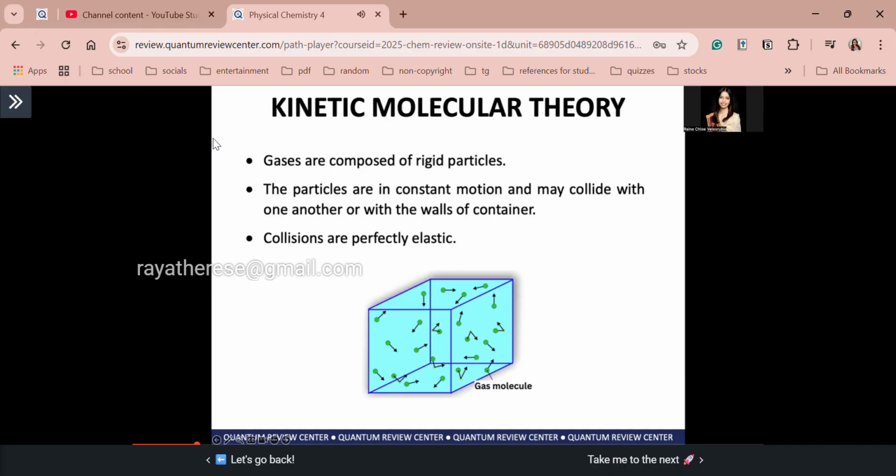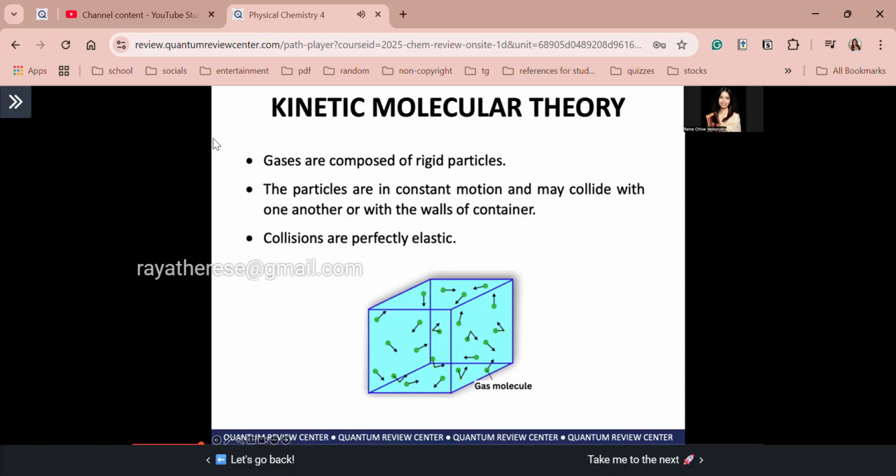And then another postulate: the particles are in constant motion and may collide with one another or with the walls of the container. Our gas particles move in random directions. When they collide with each other or with the walls of the container, these collisions cause pressure. As mentioned earlier, collisions cause gas particles to exert pressure. That's why we are able to inflate a balloon, right?